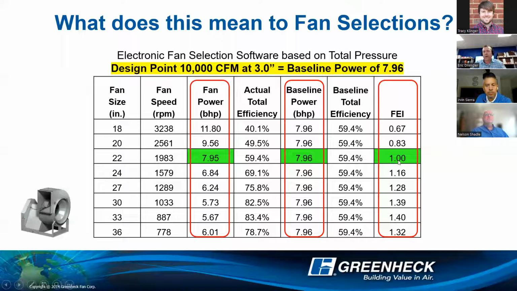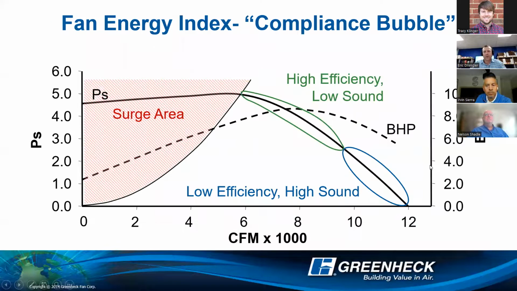Now, the cool thing about FEI is it's just a ratio, right? So I can look at this and say, okay, 1.16. If I have a fan that's 1.16, I know that's exactly 16% more efficient than a 1.0. So it's just a simple ratio when you're comparing fans. Once again, this applies to all fan manufacturers, all types of fans. So it's just a simple ratio.